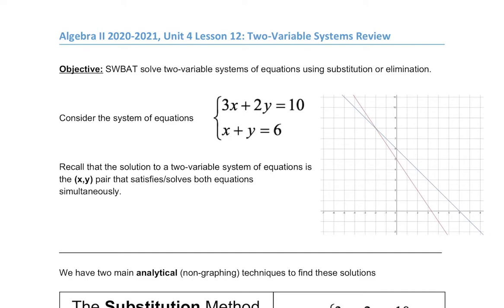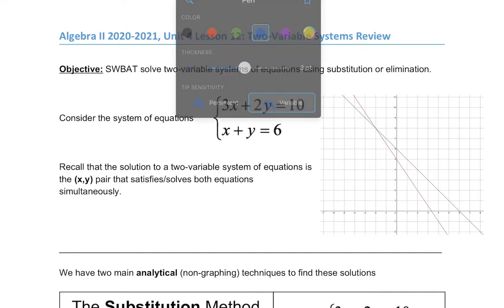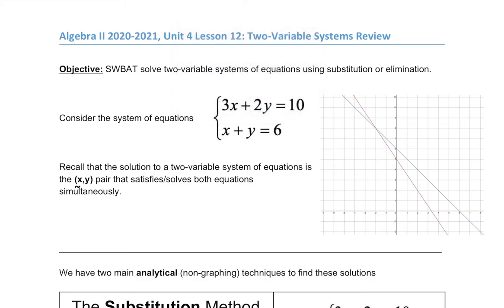So, a system of equations is a collection of two or more equations where I'm going to ask for solutions to both of those equations. So, what values of x comma y make both of these equations true?